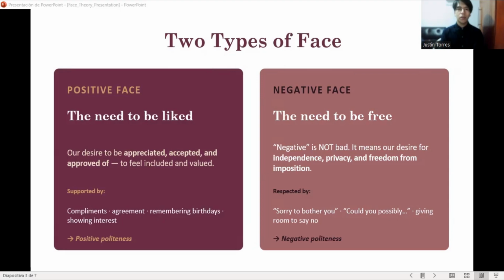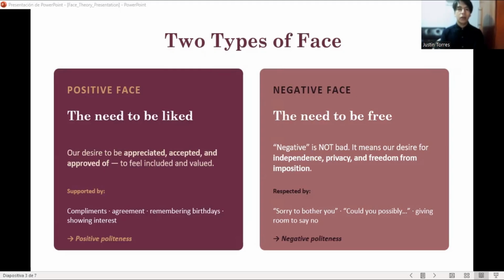Now we have two types of faces. The first face is a positive one. This is our desire to be liked, to be appreciated and accepted, to feel that others approve of us. Compliments, agreement, or maybe even remembering someone's birthday all support a positive face. This is also called positive politeness.